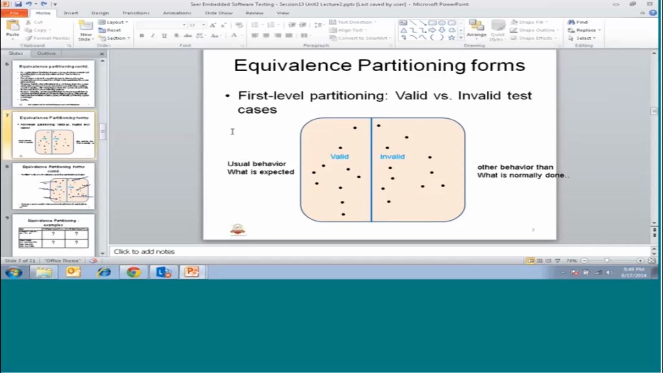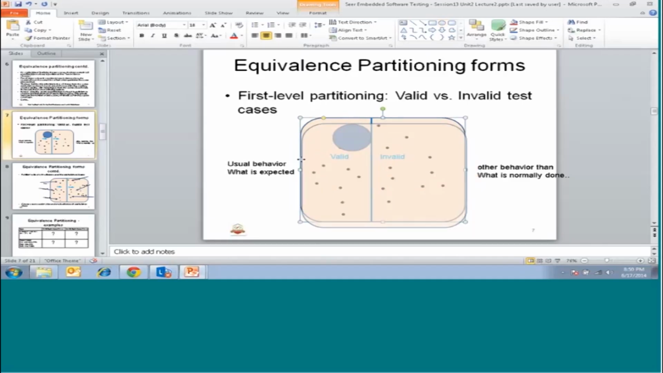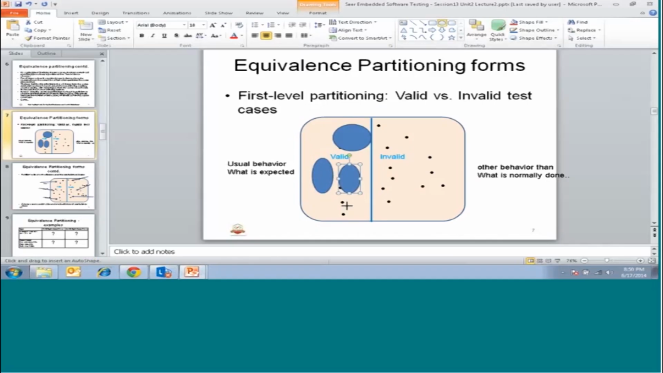In valid, all the valid inputs which will behave with the same output, we are going to define as one equivalence class. This is one equivalence class, the first one. Next could be this one. The next could be this one. So it has three test cases. So we have four valid equivalence classes.